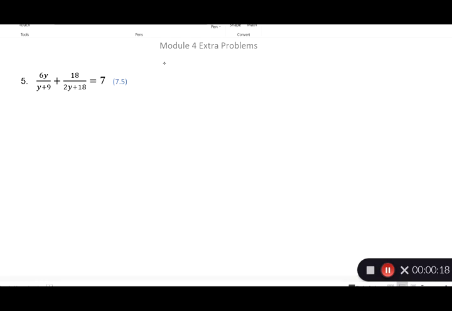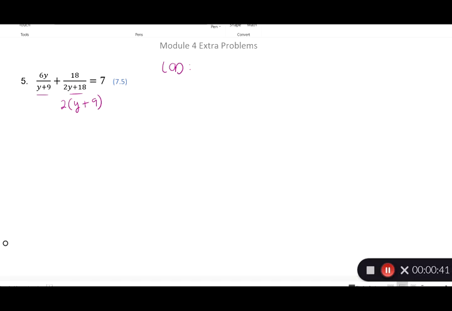You're still looking for the LCD. So we're looking for the LCD of all the fractions in the equation. In this equation, there happens to be two fractions. And then we want to look at the denominators and determine if we need to factor them. So y plus 9 is already factored, but 2y plus 18 could factor to 2 times y plus 9, right? They both have a 2 in common.